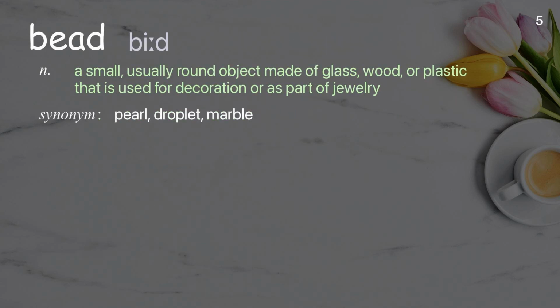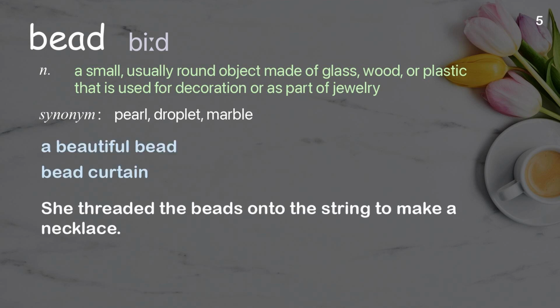Bead. A small, usually round object made of glass, wood, or plastic that is used for decoration or as part of jewelry. Examples: A beautiful bead. Bead curtain. She threaded the beads onto the string to make a necklace.